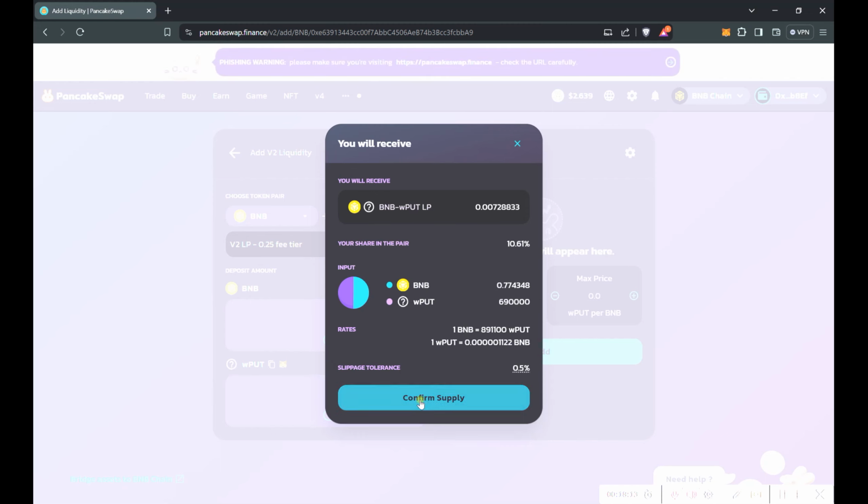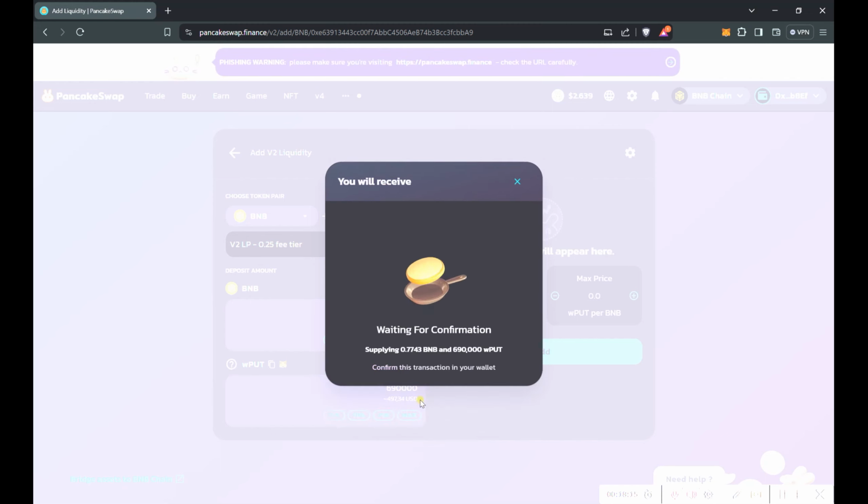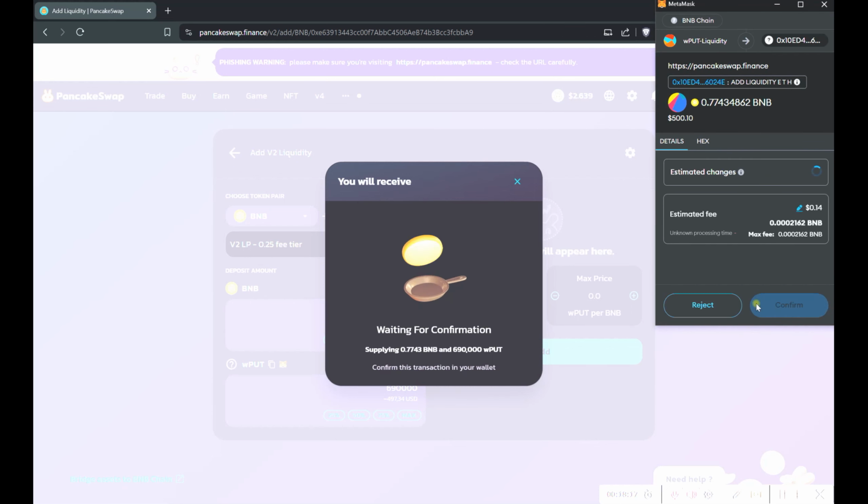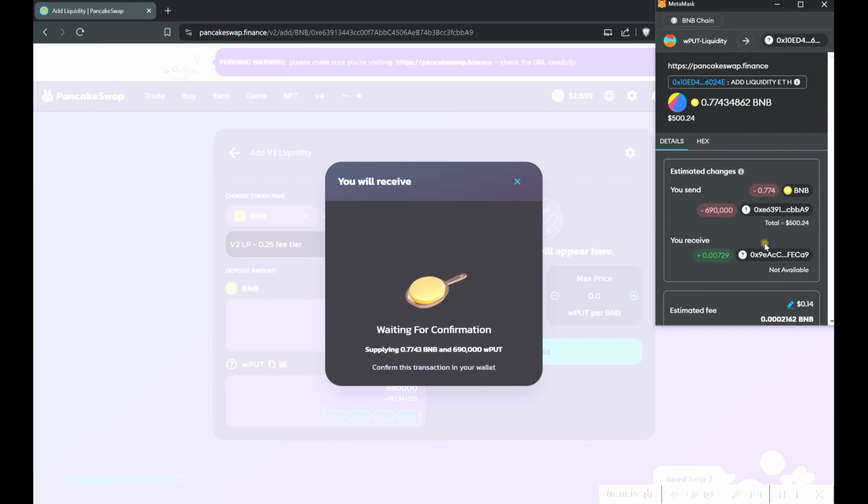Yeah, we like it. We confirm the supply, and it opens the MetaMask, telling us that it will withdraw 0.774 Binance coins and 690,000 W Putin coin token and put it into the liquidity pool. Okay, we want to do it. We click on confirm, and we are waiting for the blockchain confirmation, which we just received.